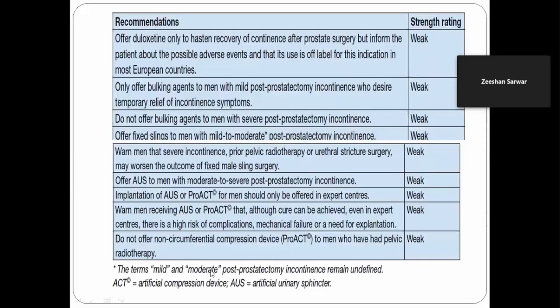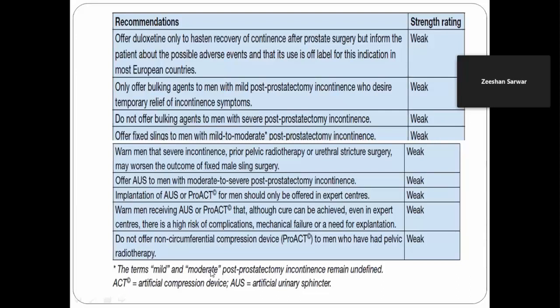So the recommendations include: offer duloxetine only to hasten recovery of incontinence after prostate surgery, but inform the patient about the possible adverse events and that its use is off-label for this indication in most European countries. Only offer bulking agents to men with mild post-prostatectomy incontinence who desire temporary relief of incontinence symptoms. Do not offer bulking agents to men with severe post-prostatectomy incontinence. Offer fixed slings to men with mild to moderate post-prostatectomy incontinence.